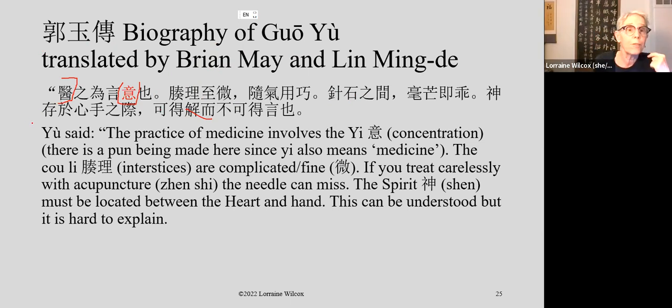It's just a literary device. And so Goyu says the practice of medicine involves E, intent, or whatever. The interstices, the pores, whatever, are very minute or fine. If you treat carelessly with acupuncture, you can miss the place. The spirit must be located between the heart and the hand. This can be understood, but it is very hard to explain.